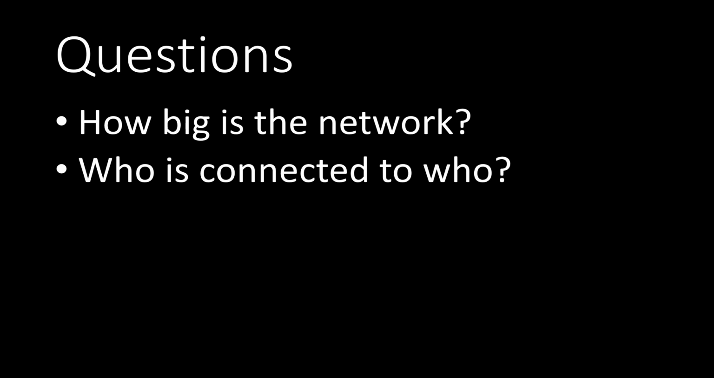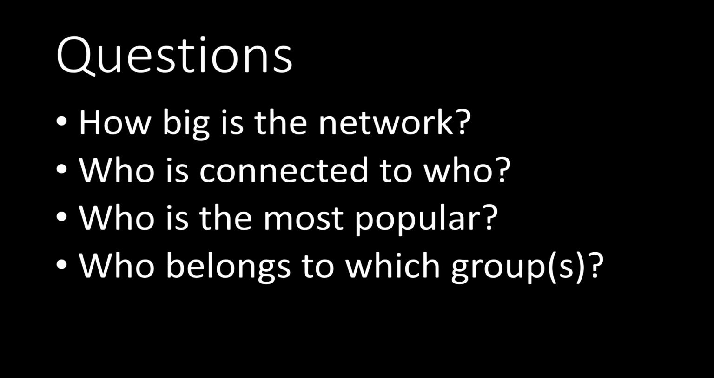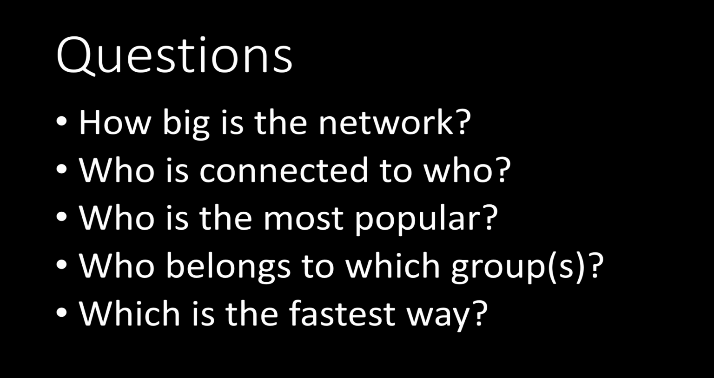Now, the types of questions we'll typically ask of networks are how big is it, who's connected with who, who's the most popular, who's in which groups, and we'll even be able to detect groups that may not be already labeled as an attribute. And what is the fastest way across the network? Obviously, you think of that when we talk about maps, but there's other ways. So if you're on your LinkedIn and you want to know who the closest person to you is to maybe the hiring manager that you're trying to get in touch with, you can find that.